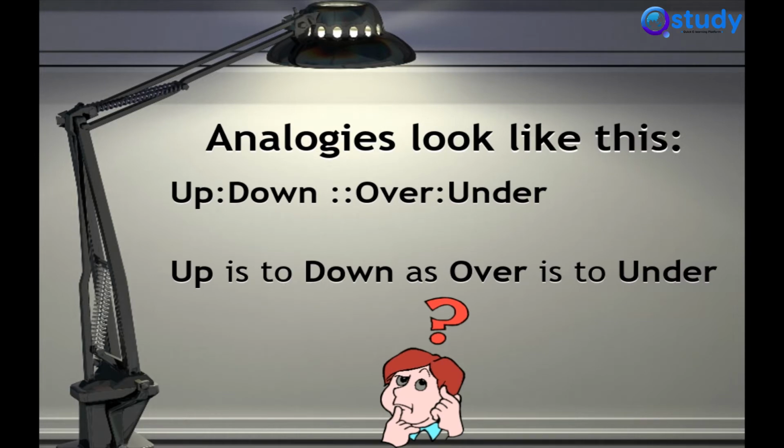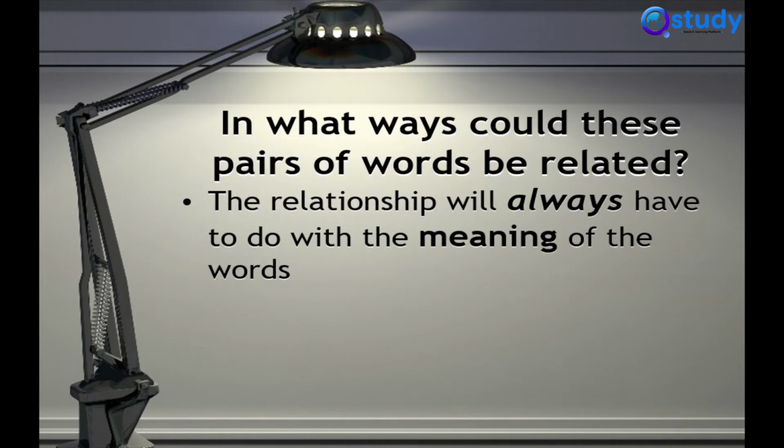So how do analogies look? Analogies look like this. How can we read it? These two dots after up mean "is to." We have to read it as "is to," and the double dot after down we have to read as "as." So it will be up is to down, as over is to under. In what ways could these pairs of words be related? It can be related in so many ways. It can be meanings, it can be synonyms, it can be antonyms, that we will see now.